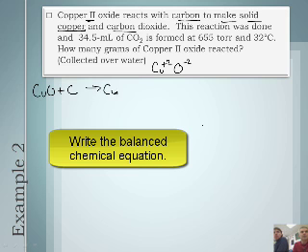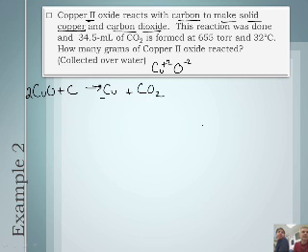Cu, plus carbon dioxide. Okay, that's it. Is that balanced? No, not balanced. I've got an oxygen problem. So I'm going to put a 2 here to get 2 oxygens because of the CO2. And I'm going to put a 2 in front of the copper.